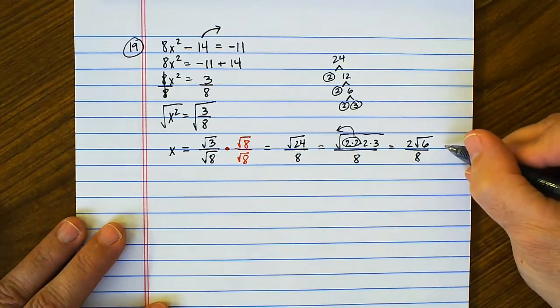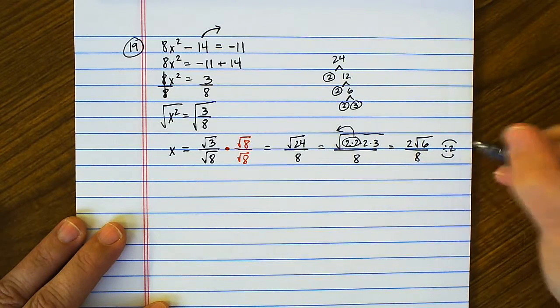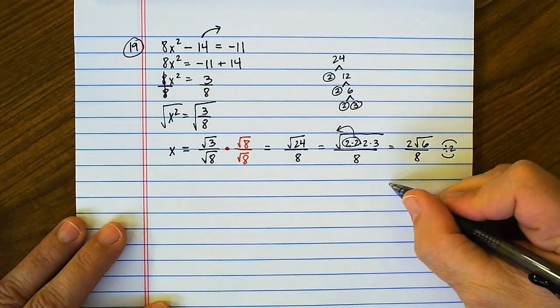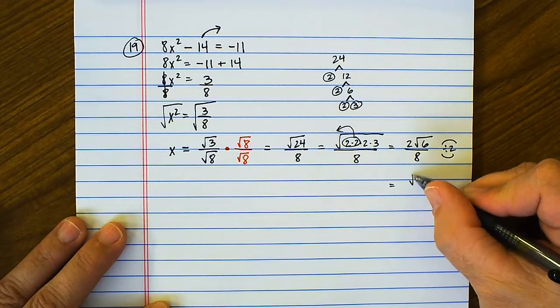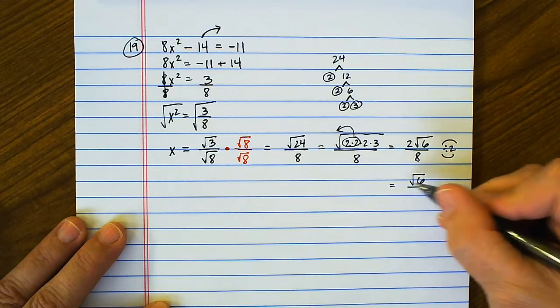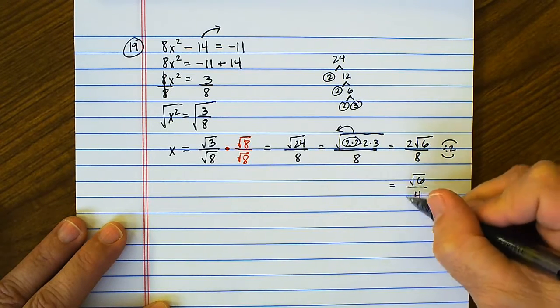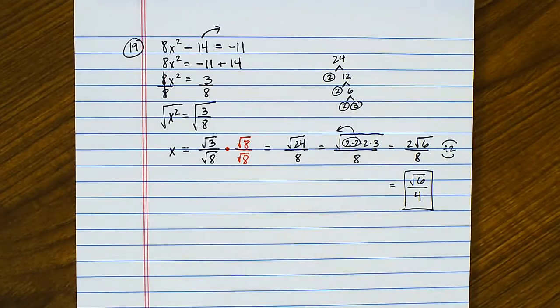Check these. I can divide that by 2. Because 2 divided by 2 is basically 1. I'm not going to write it. It's imaginary, but there's a 1 there. 8 divided by 2 is 4.